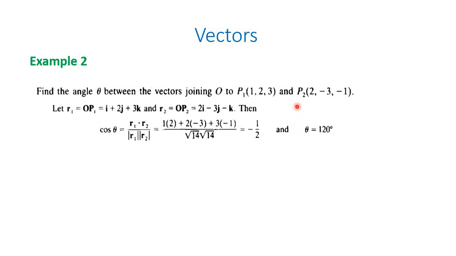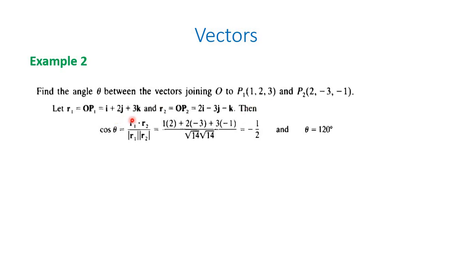So in this case, the position vector OP1 can be denoted as i plus 2j plus 3k, while the vector r2, denoting the point P2 from O, can be written as 2i minus 3j minus k. That is, r2 is equal to 2i minus 3j minus k. And then we can find the angle between them by taking their dot product.